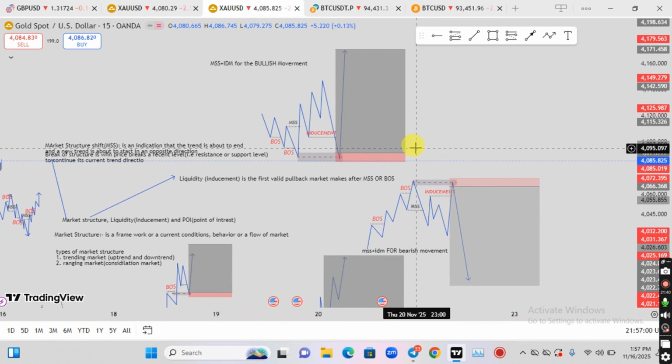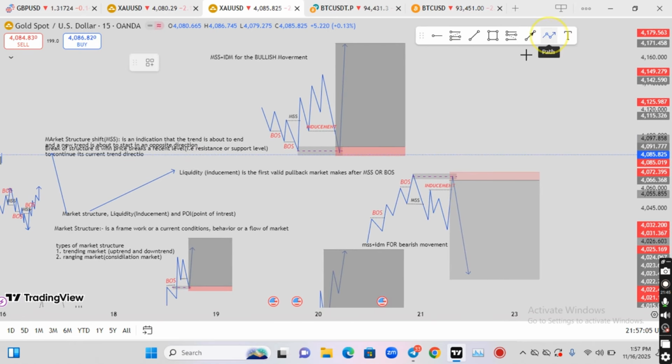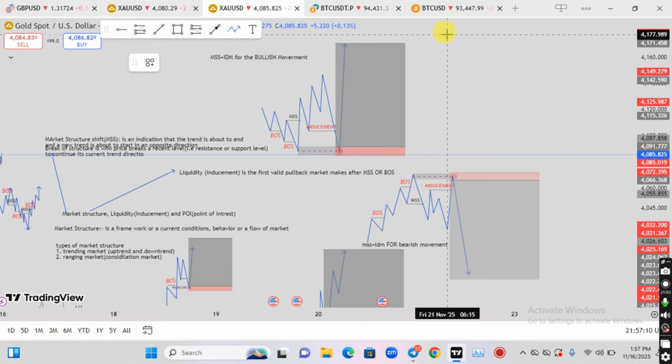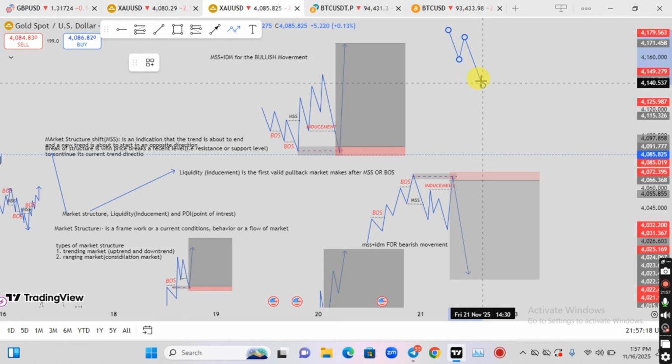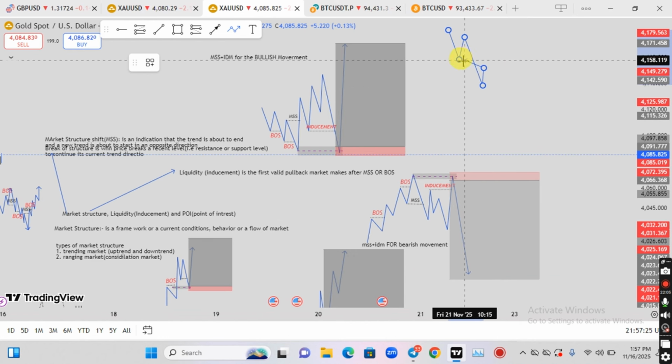So now let me do the break of structure. For the break of structure for a bearish movement, let's see. Price has been giving me this movement: lower low, lower high, lower low, lower high, right? Then it gave me a lower low again. This zone here, this is the break of structure. The first valid pullback was this pullback here. It has to cover at least 50% of it, then come back to tap my point of interest here.